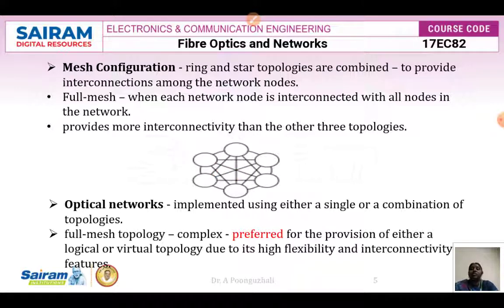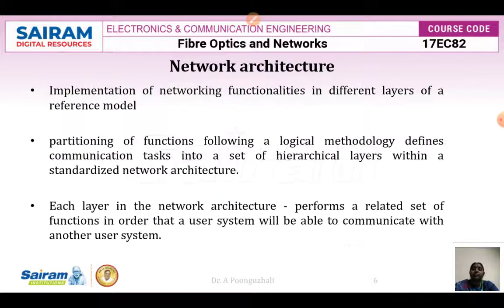Next we are going to look at optical networks. These optical networks can be implemented either by using a single topology, or they can be constructed using a combination of multiple topologies. A full mesh topology is a complex one, but it is preferred because it can provide either a logical or a virtual topology. Because of this logical or virtual topology, it has high flexibility and interconnectivity features.